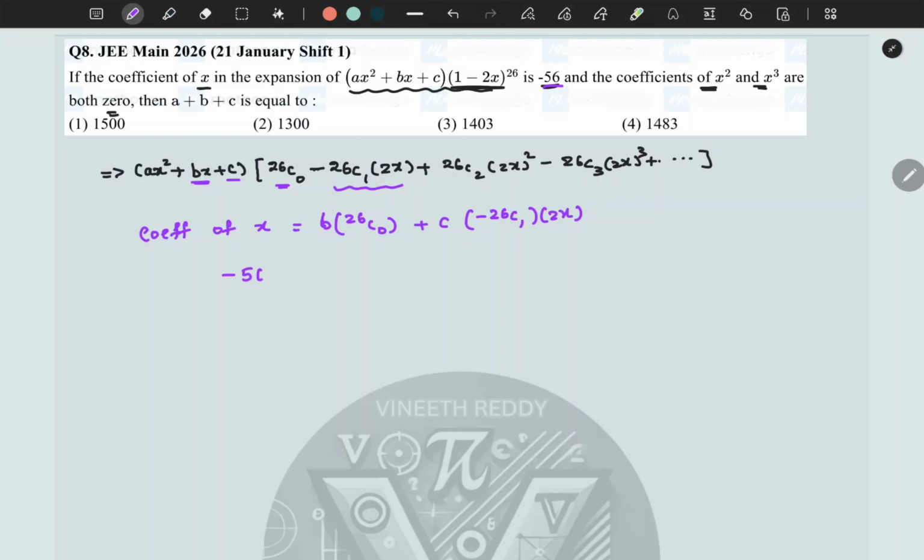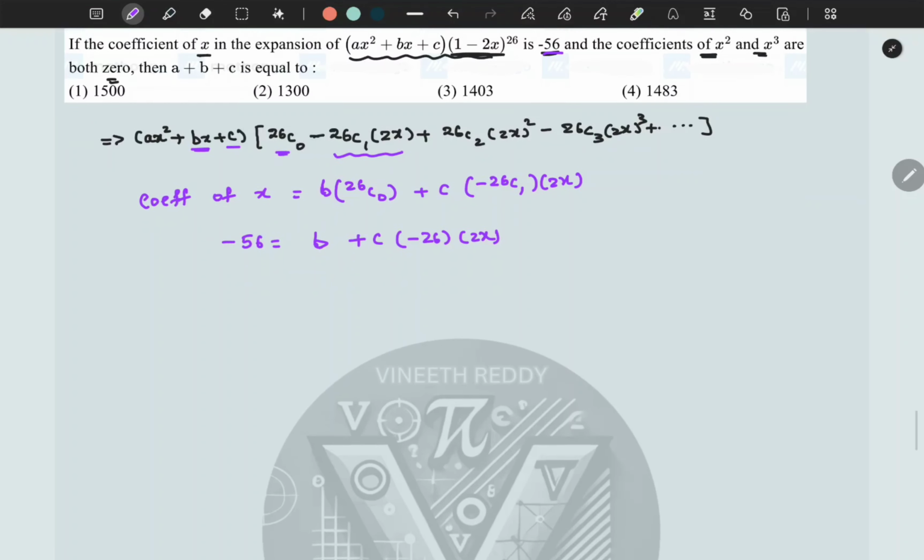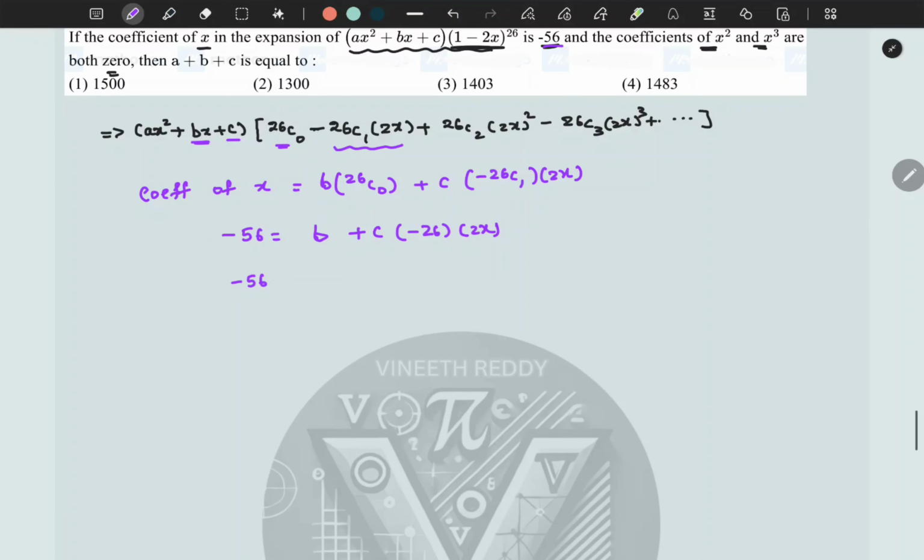That is minus 56. So we can write minus 56 is equal to 26c0 is 1, so b into 1 is b, plus c into 26c1, which is 26. So 26 into 2 is 52. So we get minus 56 is equal to b minus 52c. Okay, I think here x should not be there. Sorry, this is the coefficient of x, right? Yeah. So here we can write minus 52c. I hope you have understood this point. That means b is equal to 52c minus 56. This is an important relation. I think this will be useful.